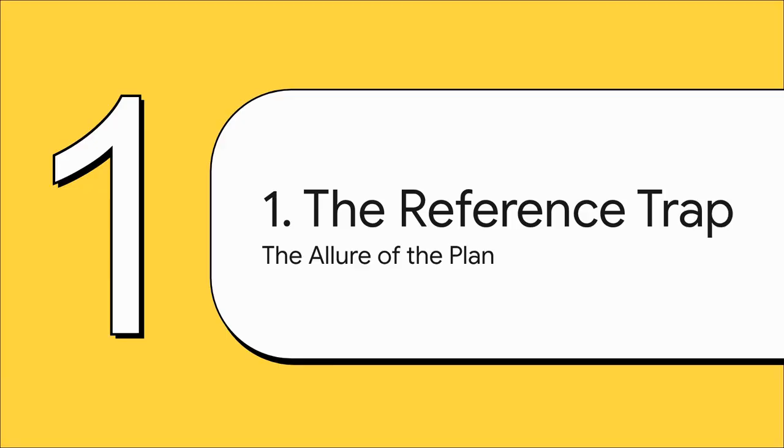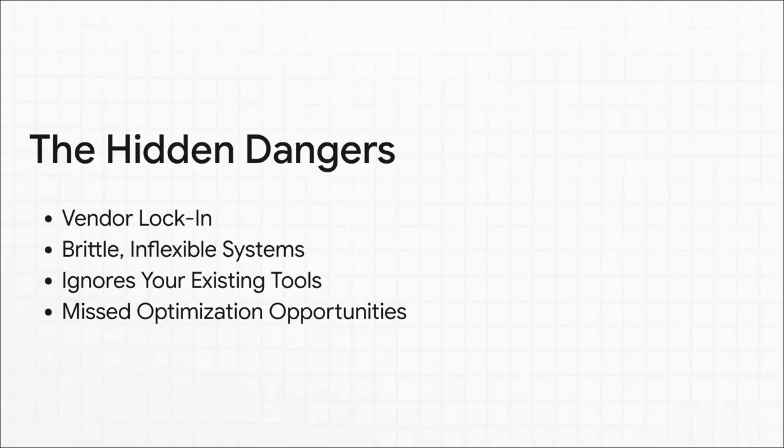Look, the appeal of these plans is huge. They promise a fast, proven way to get a working solution up and running. And that temptation to just copy and paste it exactly as it's shown, it's incredibly strong. But here's the thing, blindly following that map leads to some pretty serious hidden dangers. You're looking at deep vendor lock-in, which makes it super expensive and painful to ever change your mind.